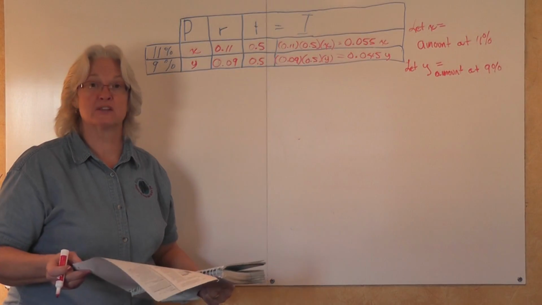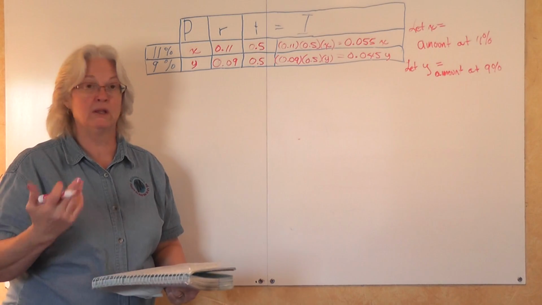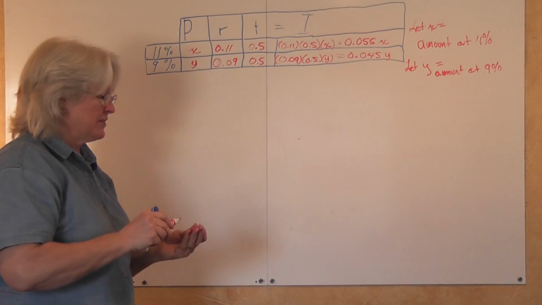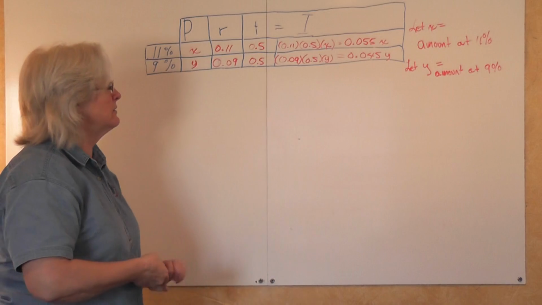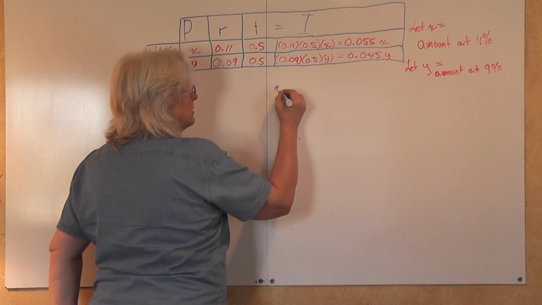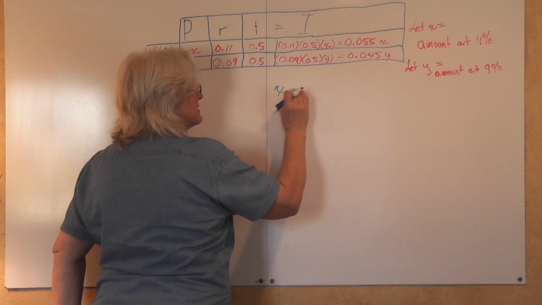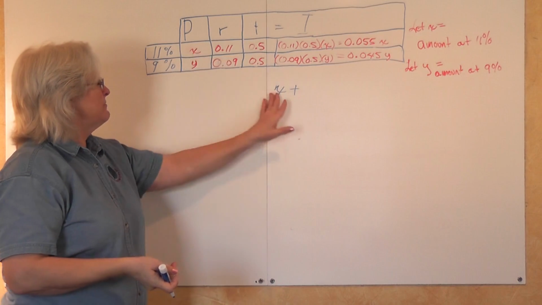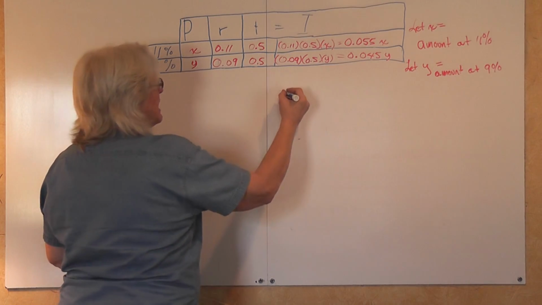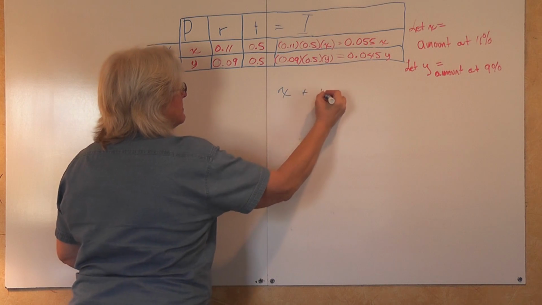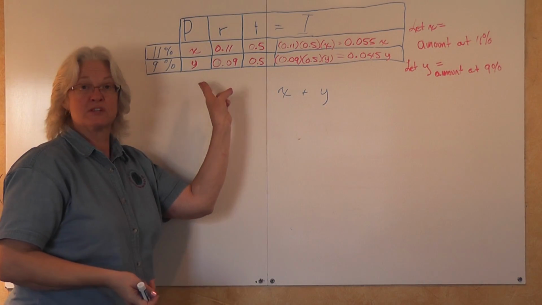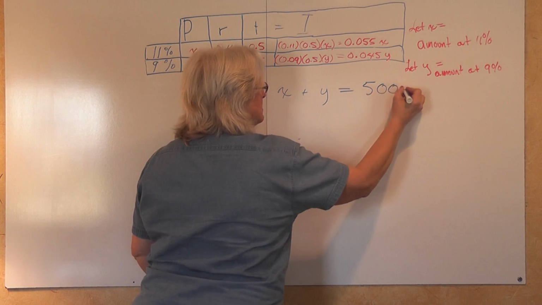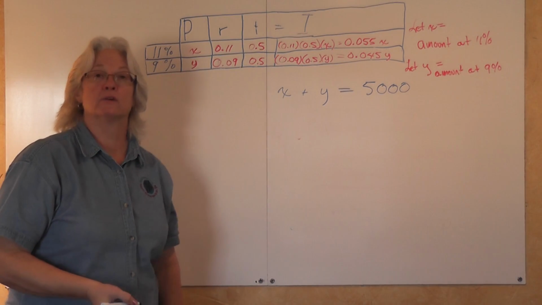It says $5,000 was invested. Oh boy, do we love those. $5,000 is invested. So the amount invested at 11% plus the amount invested at 9%. Hear my tongue getting all twisted up? The amount invested at 11%, X dollars, plus the amount invested at 9%, which is Y dollars, is equal to the total amount of money invested, which is $5,000.